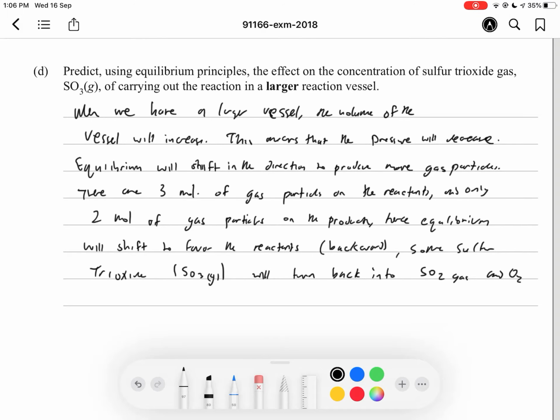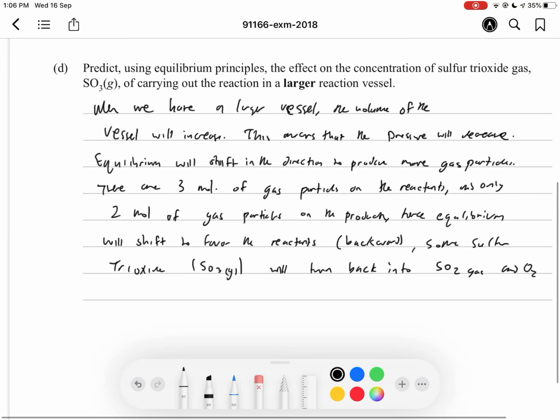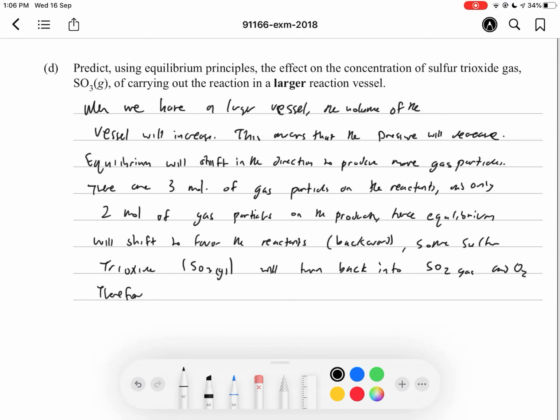Therefore the amount of SO3 is decreasing, sorry, the amount of SO3 is decreasing, because the backwards reaction is favored. Equilibrium is favoring the side with more gas particles, so reactants have more gas particles, therefore the backwards reaction is favored. Some SO3 gas will turn back into SO2 and O2, therefore the amount of SO3 actually decreases. And that's all we need to write for this question, okay?